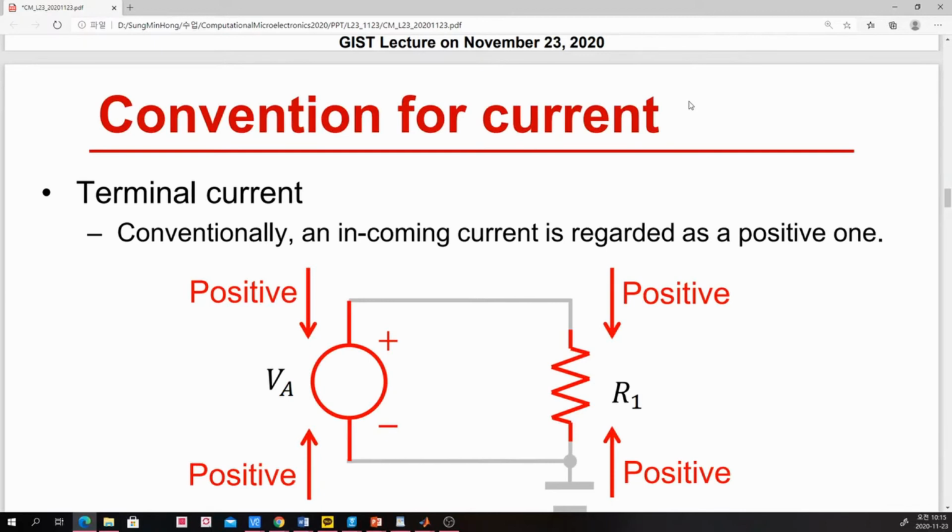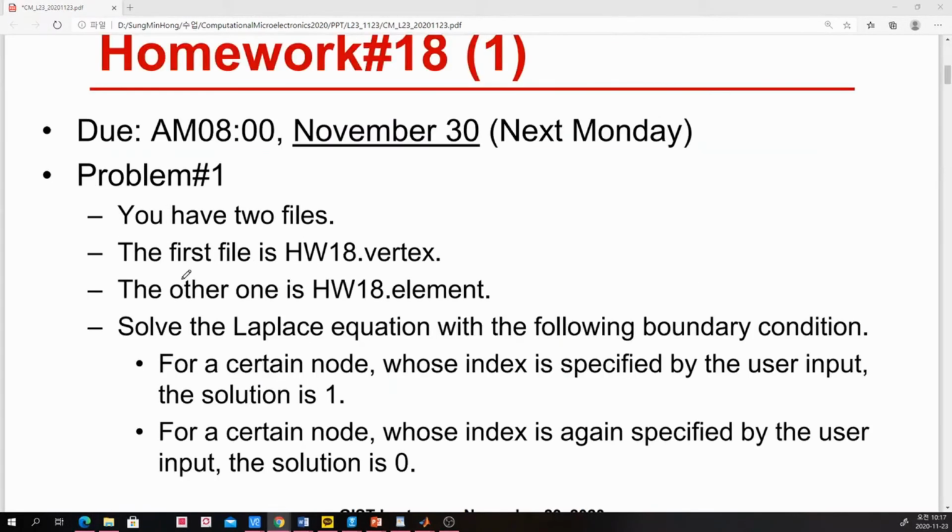And let's go to the second half. In the second half, we reviewed the concept of circuit elements and circuit nodes. Elements and nodes are players and their connections. So that was the main message of today's talk. In homework 18, you have to solve the Laplace equation. So the goal is to show your solution, for example phi, which satisfies the Laplace equation.